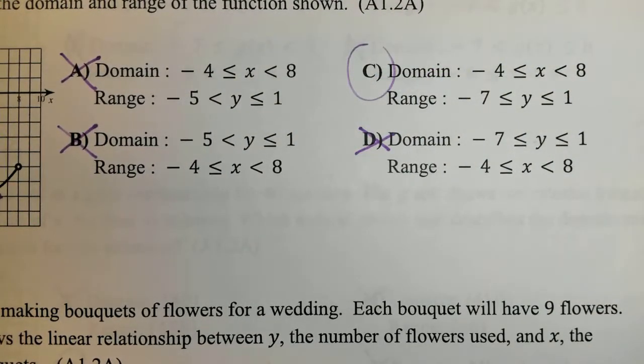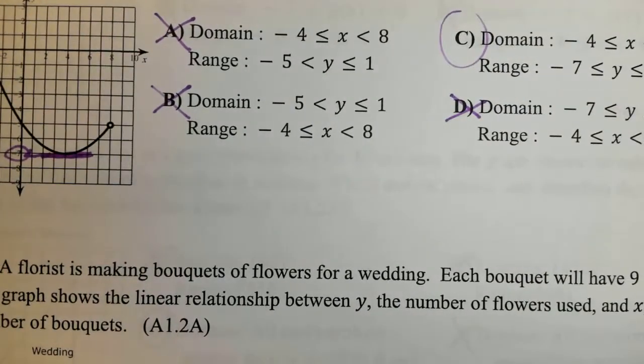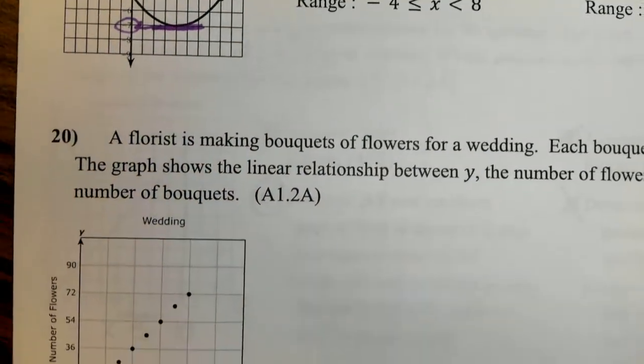-7 is my answer. So it's C, because that's the bottom. Look, I didn't have to look at the top. I didn't even have to look at domain. I simply got rid of two that were wrong because X and Y were switched, and then the other one, the bottom, is -7, not -5, and that's all I had to do.